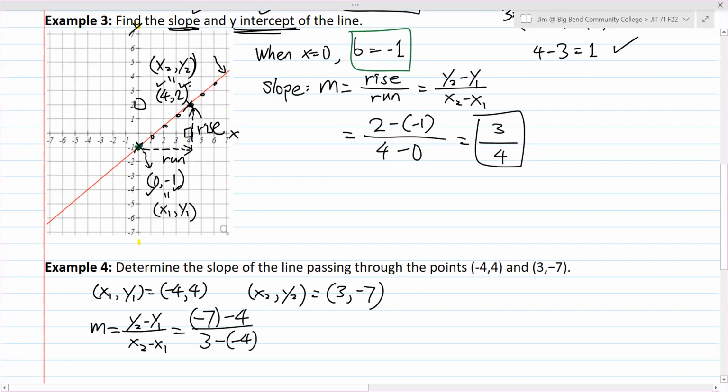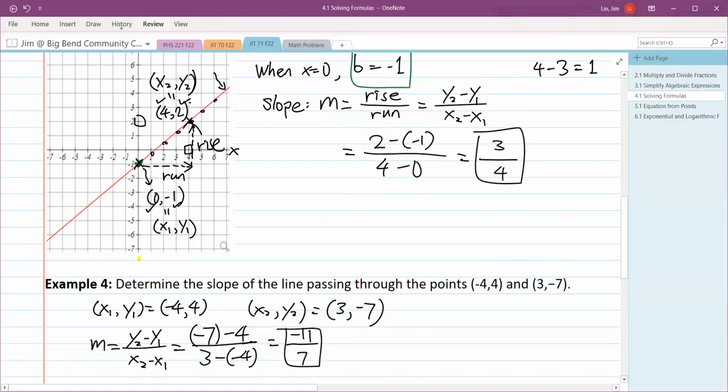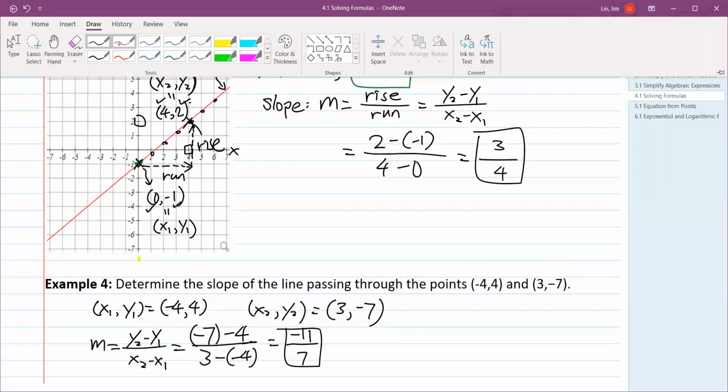So when you plug in numbers, watch this negative sign. And then what do we get? We have -11, and then 3 minus -4 equals to what? Equals to +7, right? So that is the negative slope we found in the problem. And then let me have you visualize it on the picture.